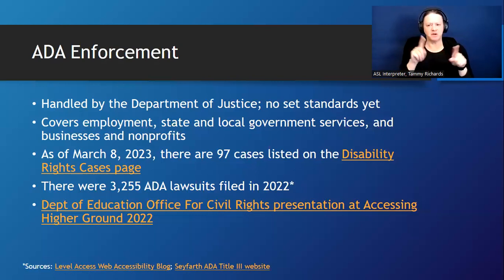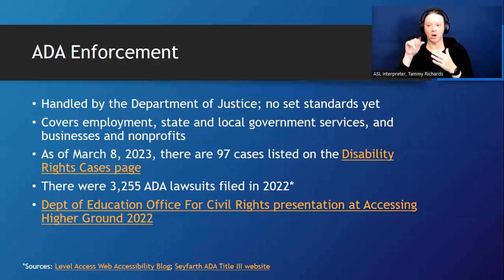And as of March 8, 2023, so last week when I checked the website, there are 97 cases listed on the disability rights cases page. So a lot of cases involving the ADA. Not all of them involve digital accessibility. Some do apply to physical accessibility, like wheelchair ramps to a building and such. But there are still citations involving websites and other online services.